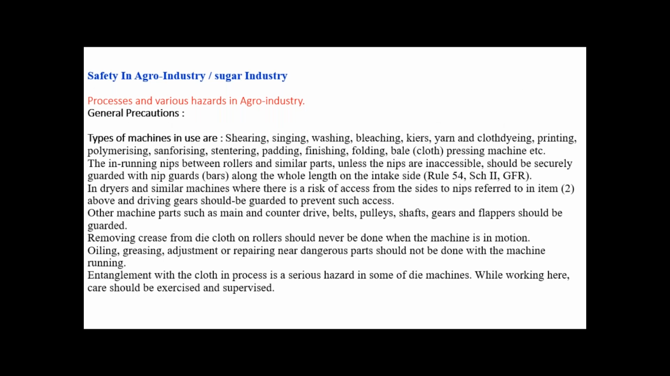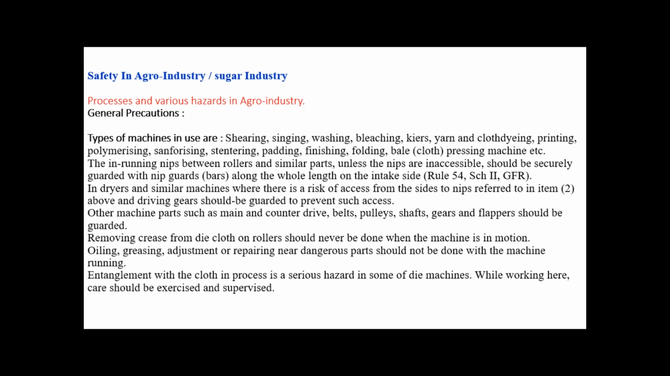Then the next specific industry is the agro industry or the sugar industry. We must know about the different types of processes, operations, or activities involved under these types of industry, and then only we can understand the hazards. The operations involved under these agro industries are shearing, singeing, washing, bleaching, yarn and cloth dyeing, printing, etc. So these are the different operations which may be used in the textile industry, in the agro industry, and in other types of industries also.